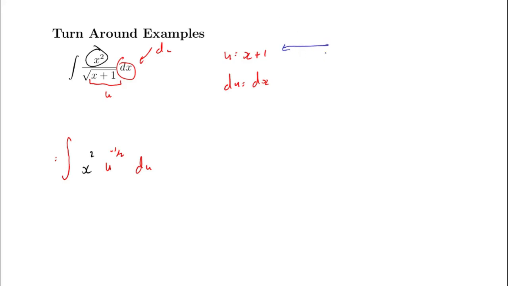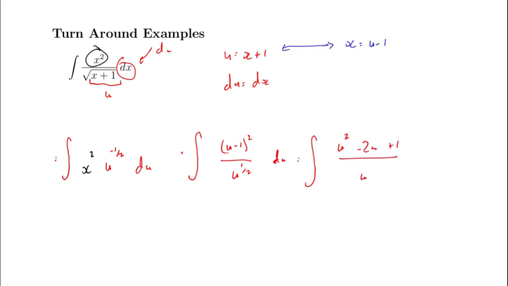We would love to have swapped all that stuff over. But now look, we can solve this for x. X is really u minus 1. And so what's x squared? Well, it's u minus 1 squared. So we'll say, all right, integral of u minus 1 squared, and maybe I'll put that back in the denominator over u to the half. Cool. Now what you can do is a couple of different things. You can maybe multiply all that stuff out. Oh, I forgot my du. There we go. So we have u squared minus 2u plus 1 over u to the half du.